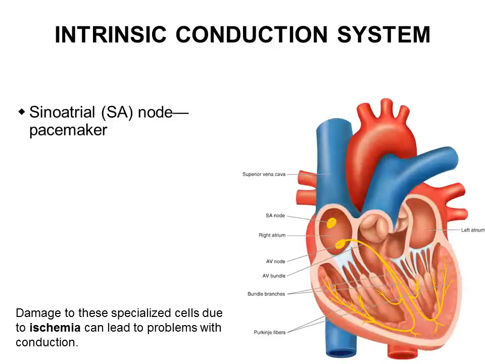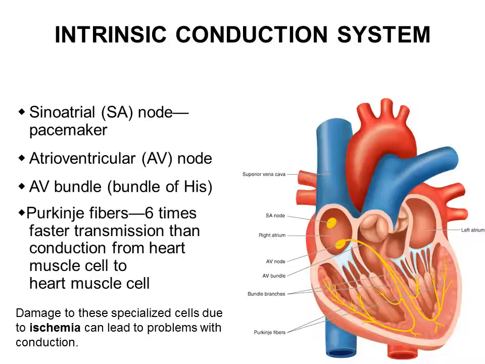So the conduction system is comprised of the SA node, which is right here. That is what initiates the contraction of the heart. So that sends out an impulse to all the fibers in the atria of the heart.